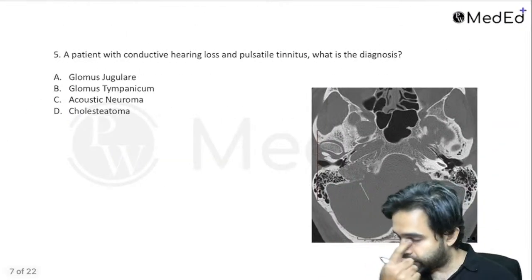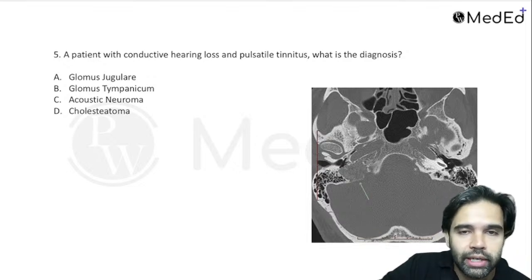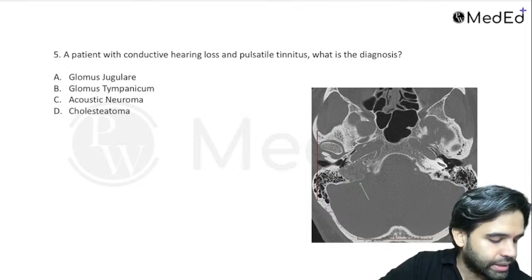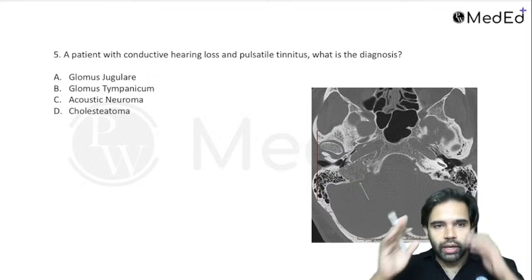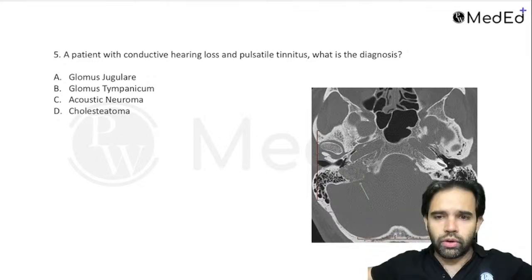Okay, then this glomus tympanicum and glomus jugulare was asked in the second paper. A patient with conductive hearing loss and pulsatile tinnitus. What was the diagnosis over here? Was it asked? There's some confusion in this question. A lot of students have written to me.